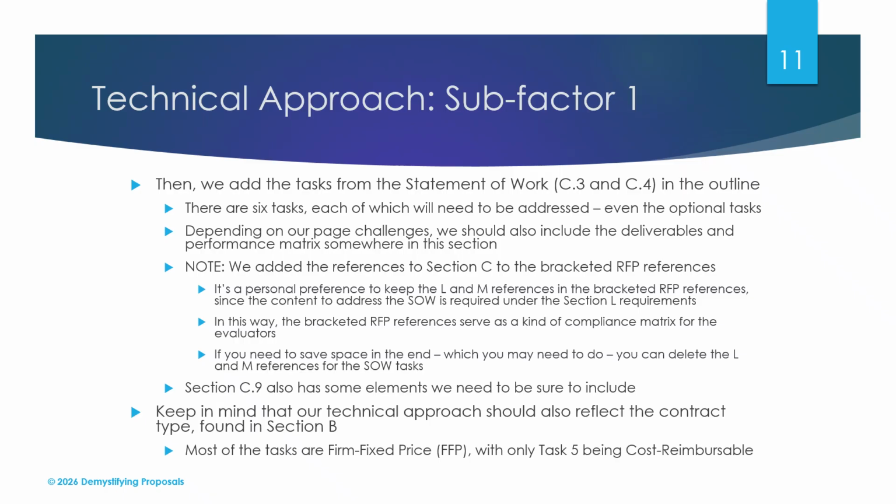Keep in mind that our technical approach should also reflect the contract type, which is found in section B of the RFP. In this case, most of the tasks are firm fixed price, with only task 5 being cost reimbursable. We talk about that in some of our other trainings, that it's very important to keep the contract type in mind when you're writing your technical approach. So since most of these tasks are firm fixed price, they're likely driven by the deliverables and the performance matrix. So again, we need to make sure that's how we're doing our technical approach, based on how we're going to make those deliverables happen.